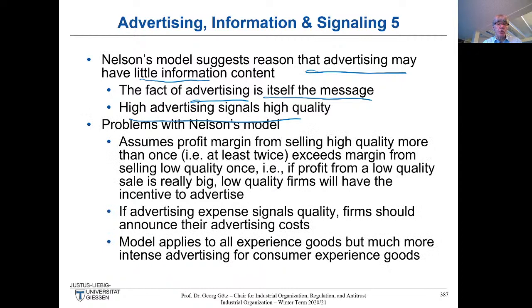Okay. The problem, of course, there are many problems with this model here. One is that it assumes that the profit margin from selling the high quality more than once exceeds the margin from selling the low quality once. So it really depends on the ratio of price and of marginal cost. Of course, you can always make assumptions so that you don't get this kind of separating equilibrium. Okay. If the profit from a low-quality sale is really big, low-quality firms will have the incentive to advertise. But that, of course, would contradict our assumptions here.